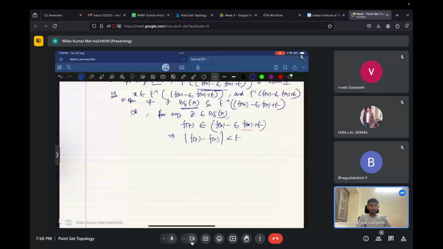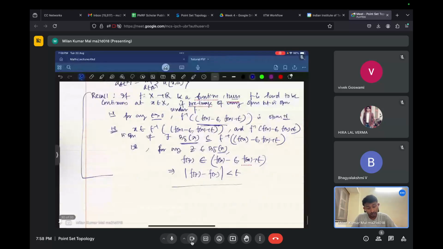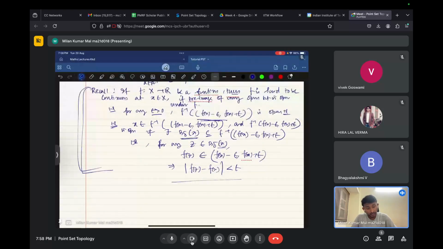Is that clear up to this point? I have not even started the problem. I have just made sure of what we need to prove. What do we have to prove? That the function f is continuous. That means f inverse of every open set is open. I am trying to prove that f is continuous at x. So that means f inverse of the open set containing the point f of x. What is the open set containing the point f of x here? Basically, f of x minus epsilon comma f of x plus epsilon.